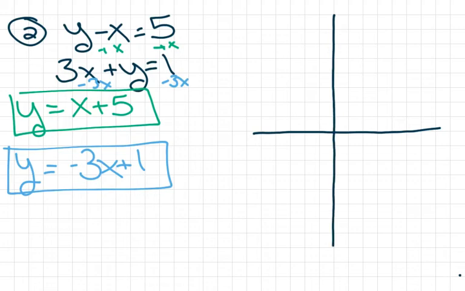All right, so for that first one, y-intercept of 5, 1, 2, 3, 4, 5 dot. And our number in front of that x is 1, so our slope is 1, up 1 over 1, up 1 over 1. And I'll build my graph backwards because I just don't know where they're going to hit each other yet.